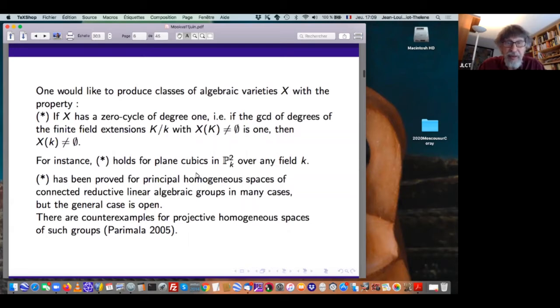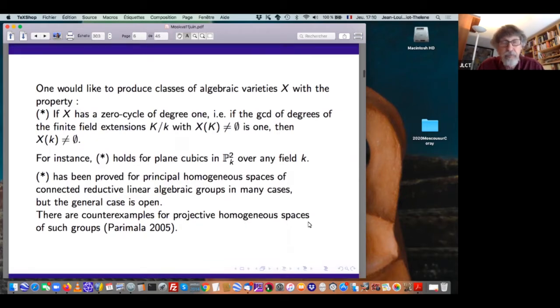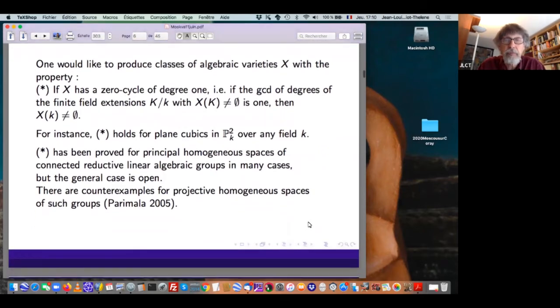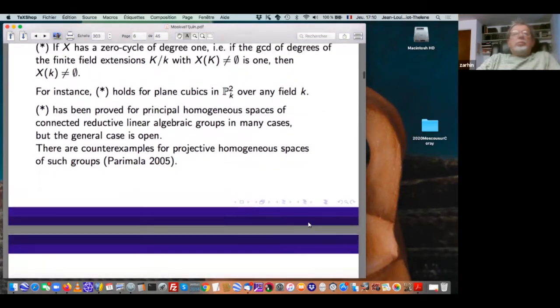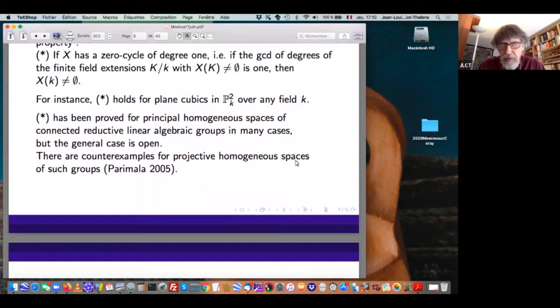Okay, now the thing is that, very surprisingly, there are counterexamples to this property star for projective homogeneous spaces of semi-simple groups. So if I remember well, the field she uses is a function field in one variable over a p-adic field.